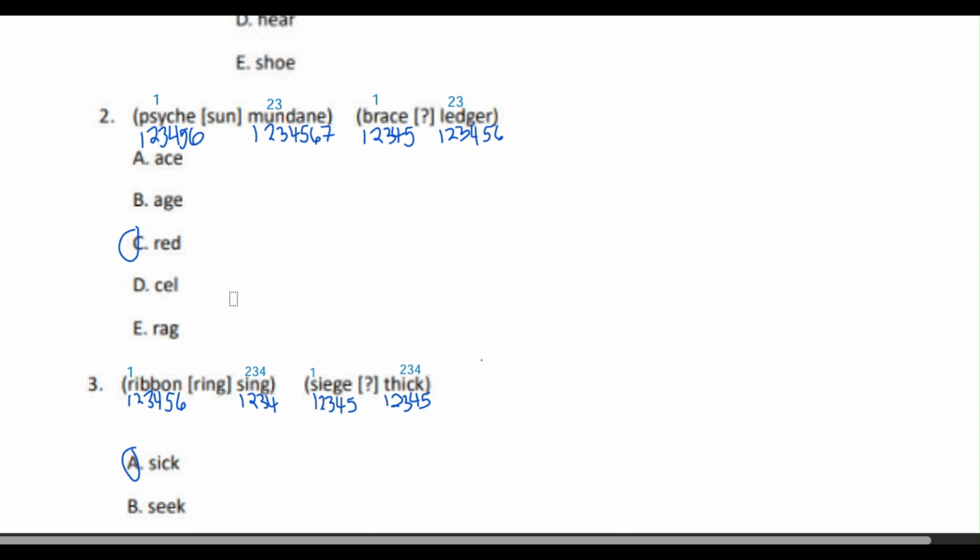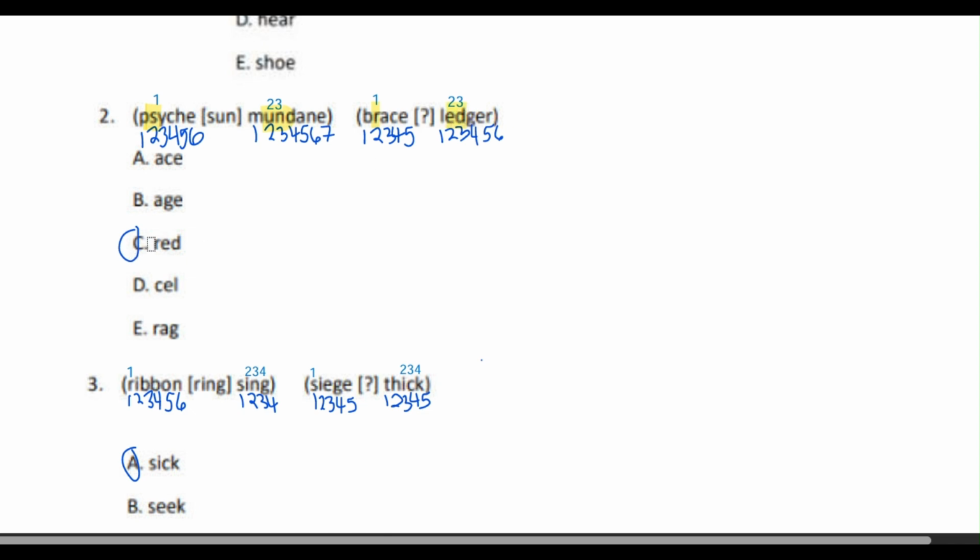It says pikey, sun, mundane follows the same rule as brace, ledger. Again, we need to discover the rule in the first example. In pikey, sun, mundane, the word sun is made up from letters again. The letter S is in pikey, and the letters U and N are in mundane. This time, the pattern takes 1 letter from the first word and 2 letters from the second word. Now, let's apply this same rule to brace, ledger. We need to find the word that uses 1 letter from brace and 2 letters from ledger. The correct answer is red.